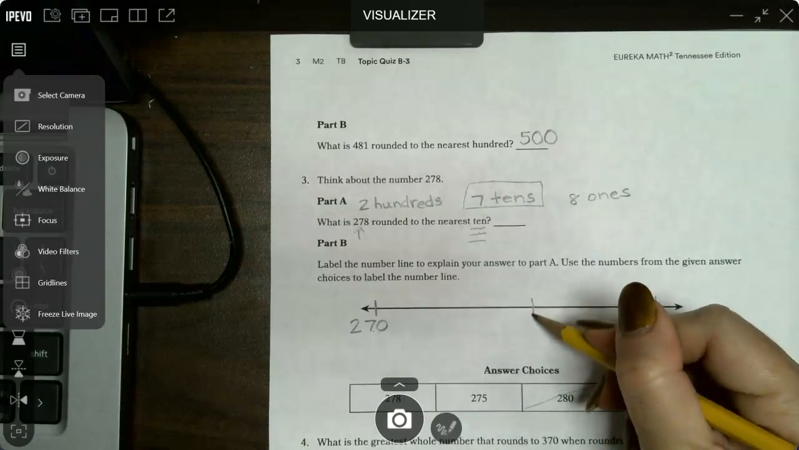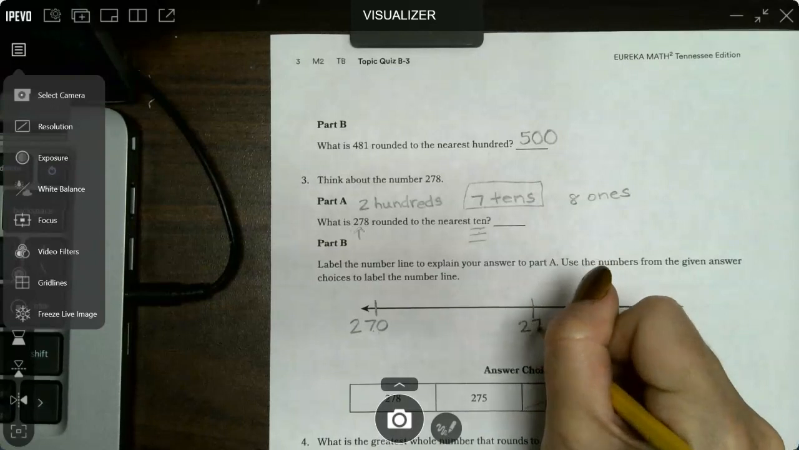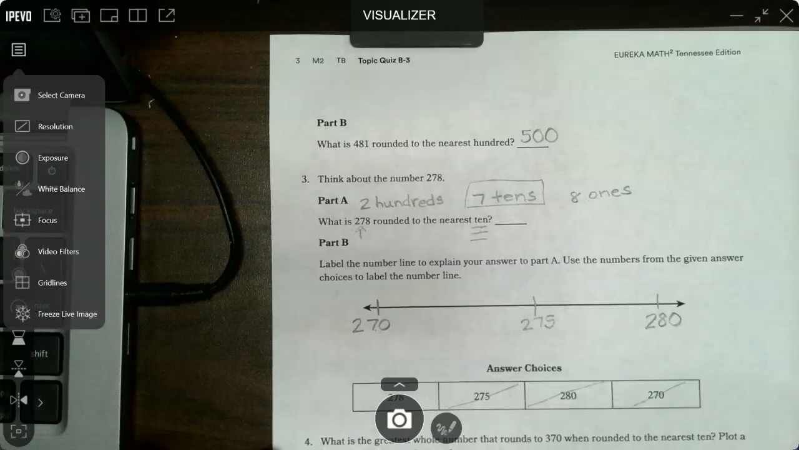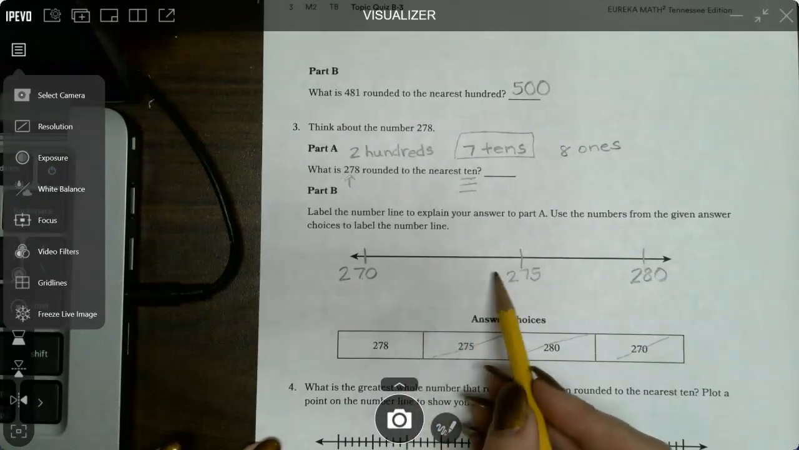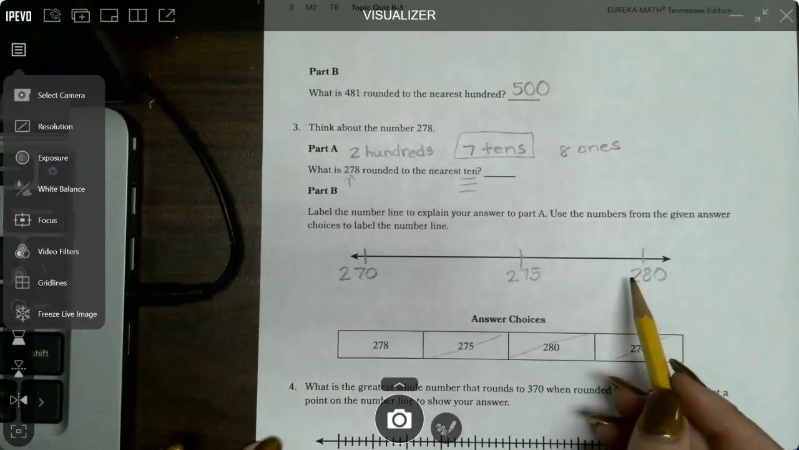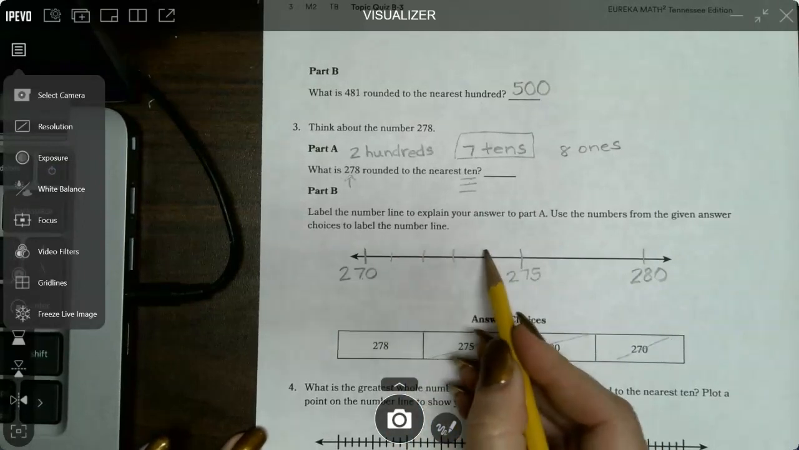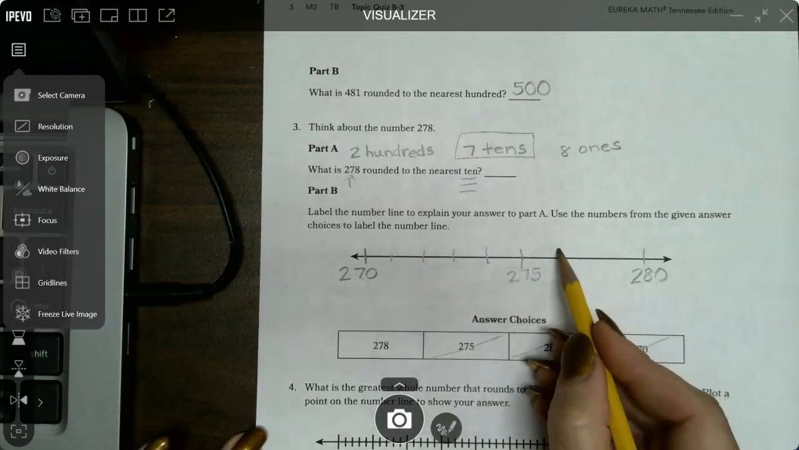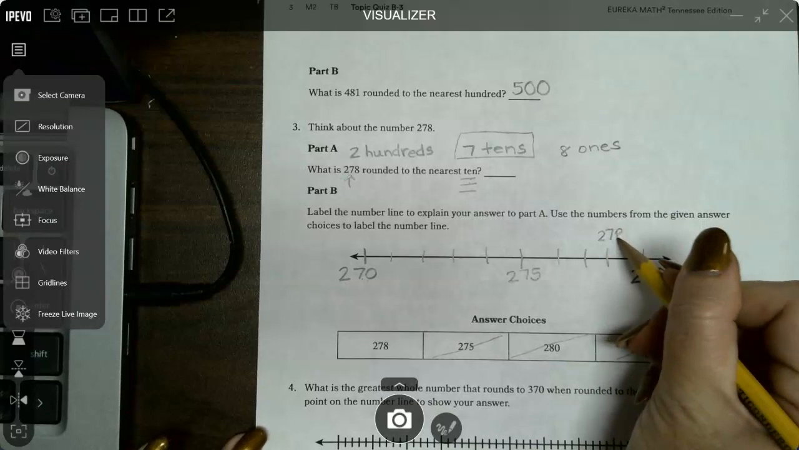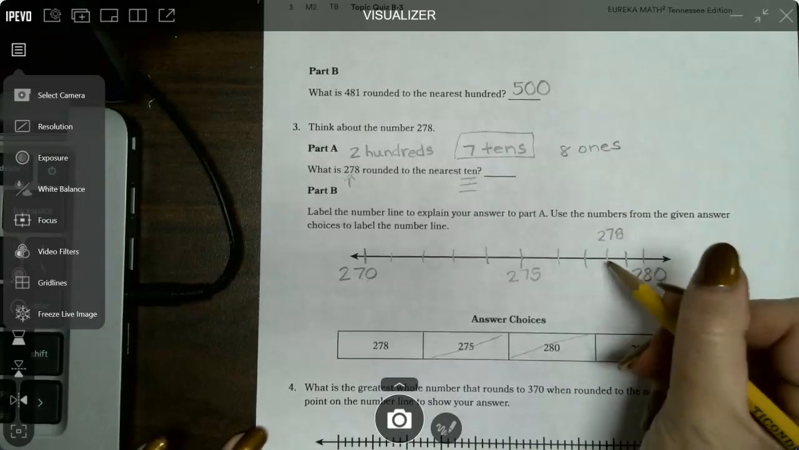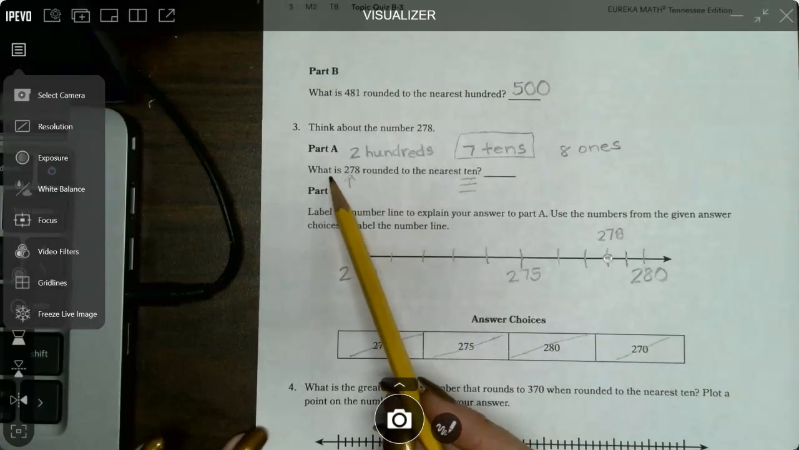And then I want to look for the halfway mark that helps me decide which way to round. 275 would be my halfway mark. And then finally, plotting 278. I have to think about, is it going to be less than 275 or more than? If a student is unclear, they can count on by ones. 271, 272, 273, 274, 275, 276, 277, 278. And then we had 279, 280. So I have plotted each of those on the number line, but I cannot forget to answer part A.